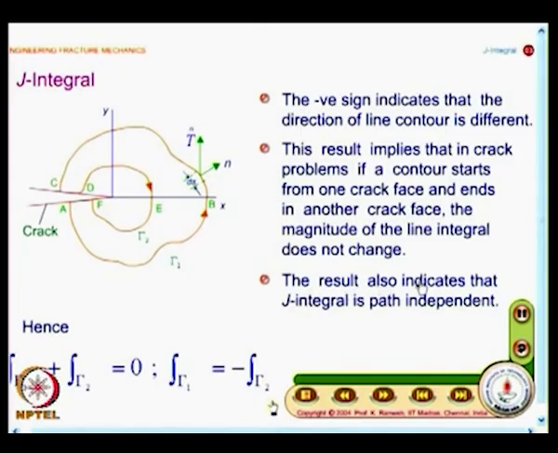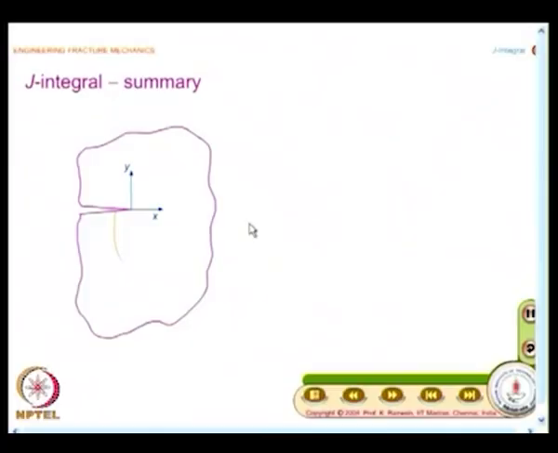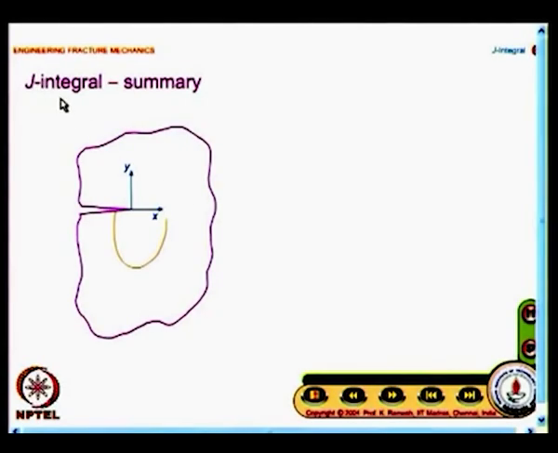The result also indicates that J integral is path independent. That is well utilized in linear elasticity. If you really go to finite element computation, they use this path independence, find out J integral, and from that determine the value of the stress intensity factor. That is one of the uses of J integral. So, we will see in a summary what is J integral?